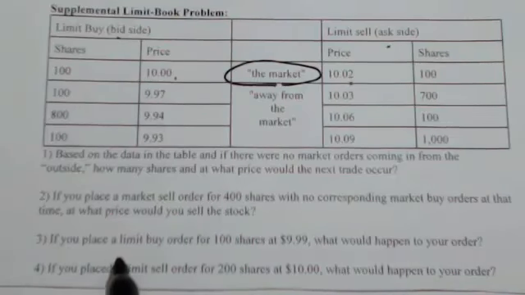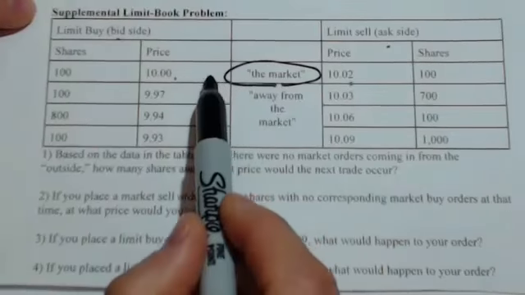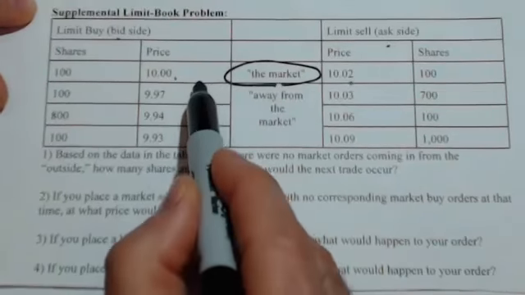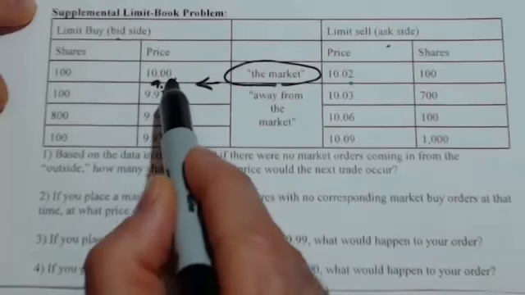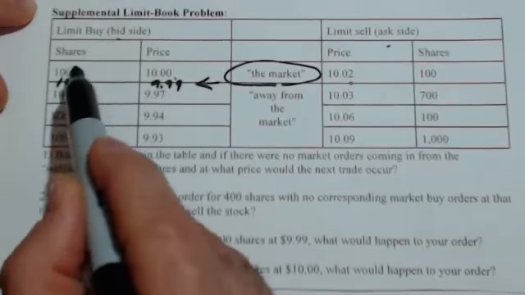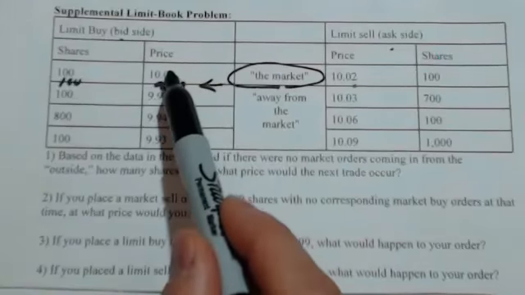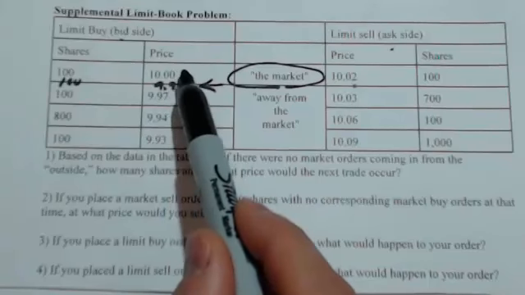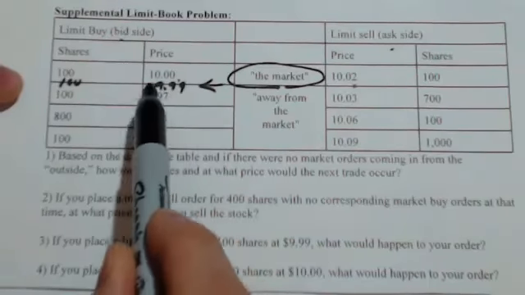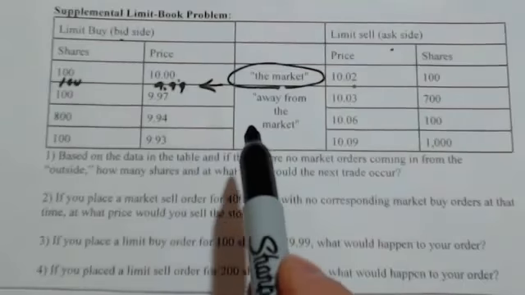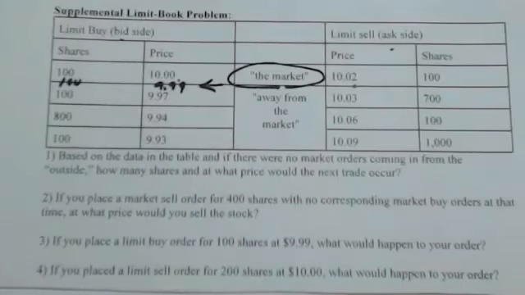Question 3, if you place a limit buy order for 100 shares at $9.99, what would happen to your order? Well, your order in this book would show up right here at $9.99 for 100 shares. It would become a standing limit buy. Okay? This person is going to buy before you, most likely. And so your order is going to get stacked here. It's going to be another standing order, but it'll be at $9.99.